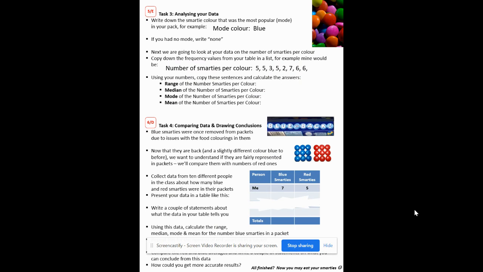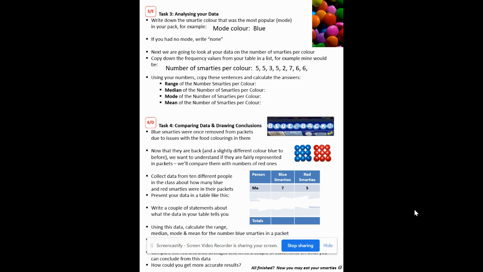Okay. Task three, which is lesson three, is analysing the data. So think about your averages this time. We're looking at the range, the median, the mode, and the mean. What are the definitions of them all? Can you count the sweets? Can you look at the range of it? Can you find the median colour?